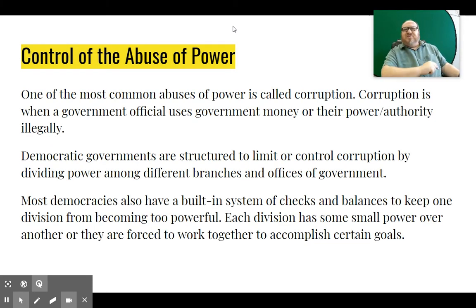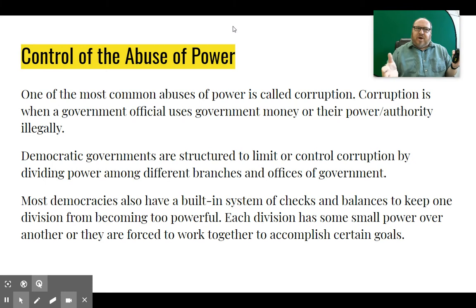Okay? Control of abuse of power. Again, constitutions are written to divide up the power of government, create divisions within the government. And I don't mean divisions like bad things. I mean like literally divide the power up between different branches of government so that not one branch can become more powerful than another. Okay? That's how we keep power from being collected all into one space. We split it up physically. Split it up. Okay? As well as written in the Constitution.